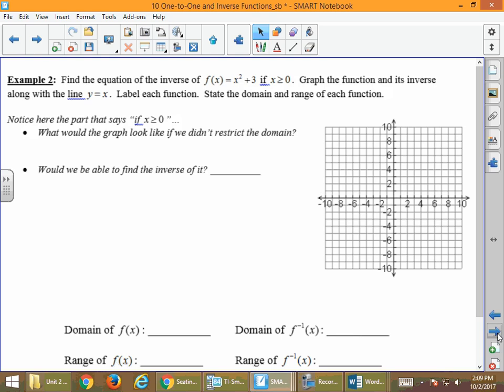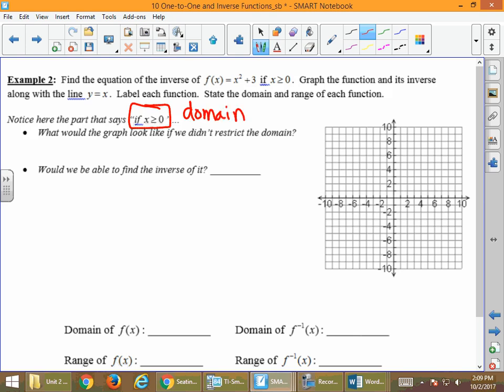So what happens here, notice the part that says if x is greater than or equal to 0. Well, first of all, that's the domain of the original function. And the first question is, well, what would the graph look like if we didn't restrict the domain? What the graph would look like if we didn't restrict the domain is it looks like a quadratic.